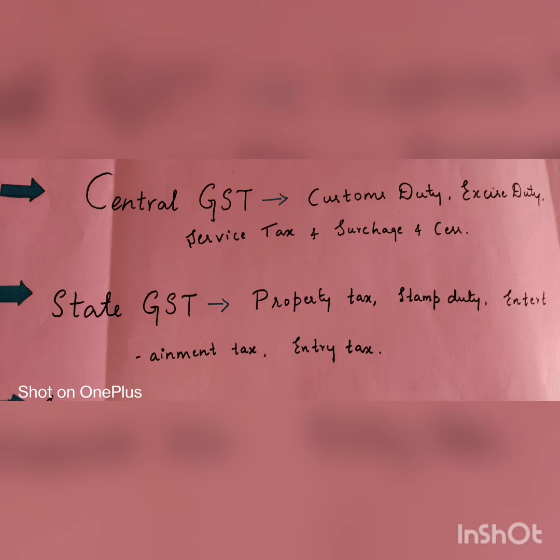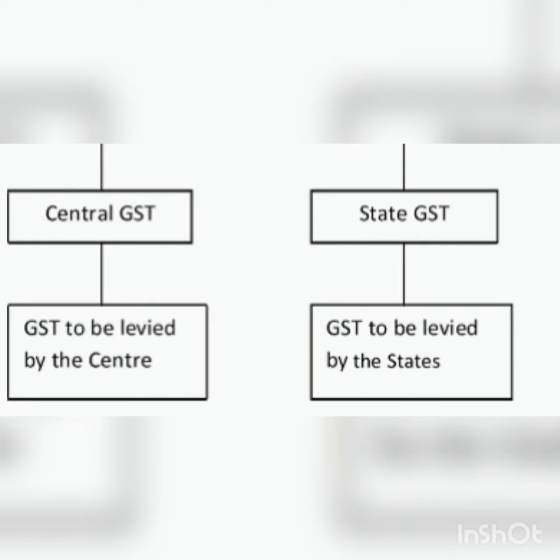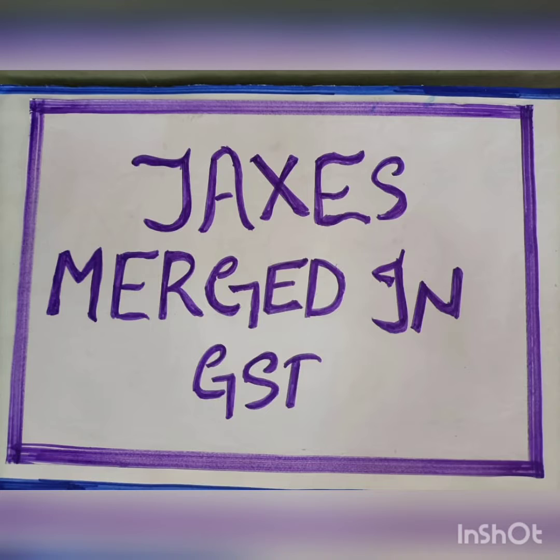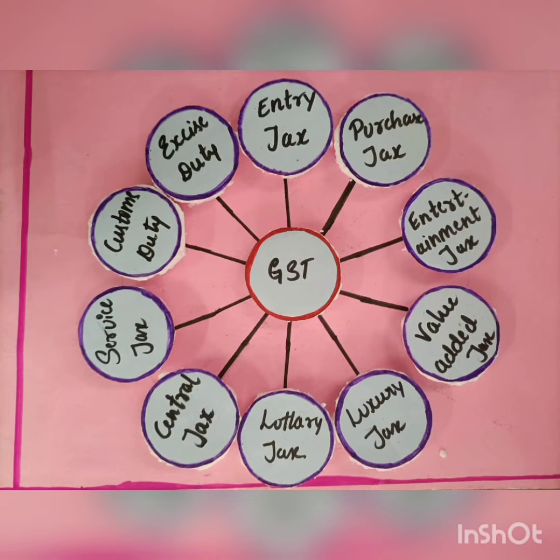Indirect tax is classified into two types, that is central GST and state GST, which are part of intrastate transactions, which means within a state. Now there are some taxes which are merged in GST: excise duty, custom duty, service tax, central tax, luxury tax, value added tax, entertainment tax, purchase tax, entry tax and lottery tax.